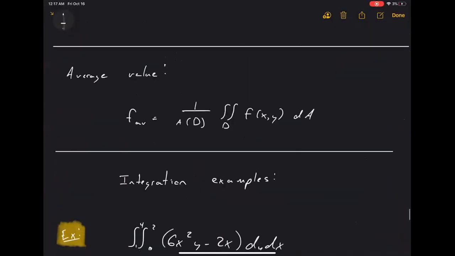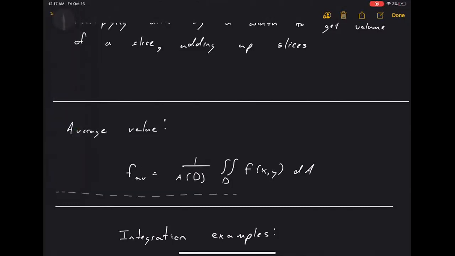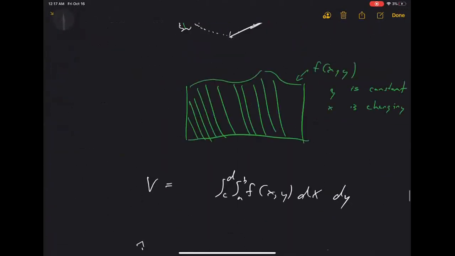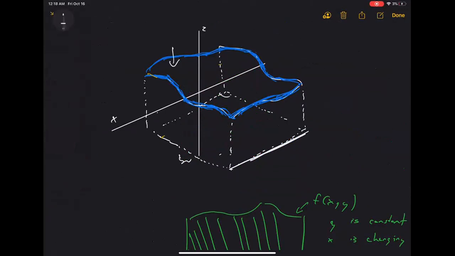Average value: the multivariable integral, the iterated integrals, give us a nice way to calculate the average value of a function on the domain. Okay, so if I go back up to my curve here, my multivariable function is taking a lot of different values on this surface, right? It's higher up here, and then maybe in this corner it's lower. What's the average value? How could I find the average value of my function on this area?